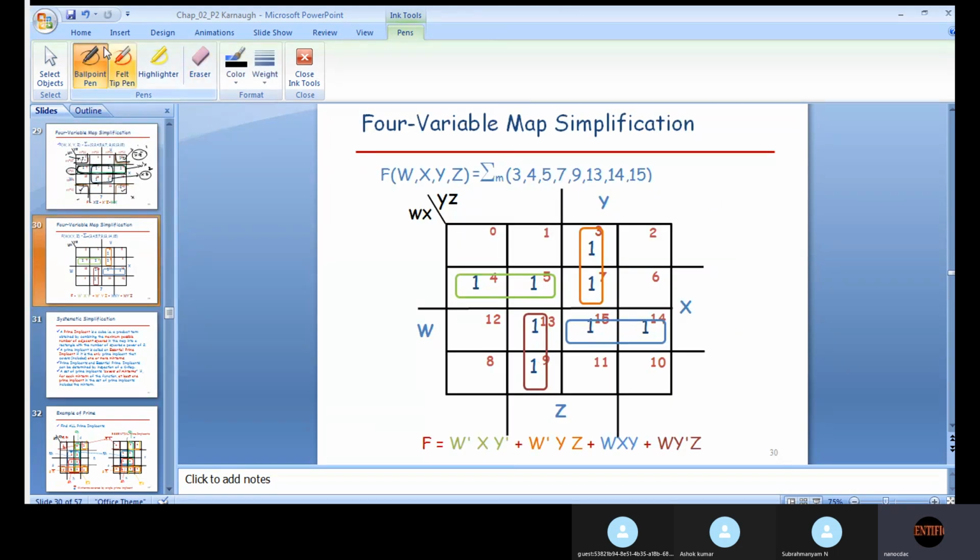See here one more example is given: 3, 4, 5, 7, 9, 13, 14 and 15. Okay, so in this case these are the mean terms. Okay, so this is one. What is the equation related? If I have to say it fast, I am writing here 0 0, 0 1, 1 1, 1 0, and here 0 0, 0 1, 1 1, 1 0. Okay, so what is the equation related to this one?